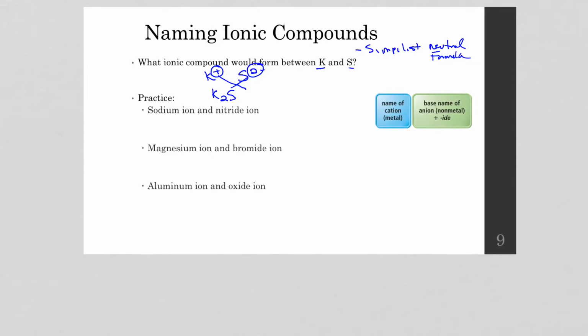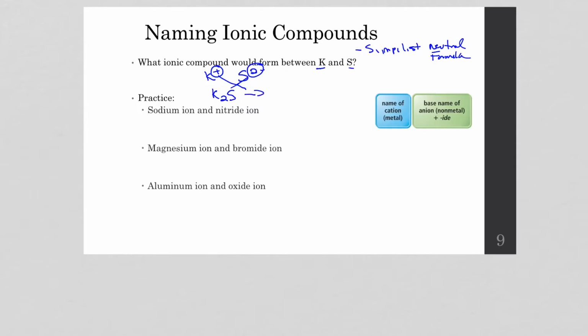And again, this is the same either way we do it. We have 2 potassium positive 1s, which gives me a total of positive 2, and 1 sulfur 2 minus gives a total of negative 2, and they cancel each other out. So how would we name this then? We have the formula K2S.